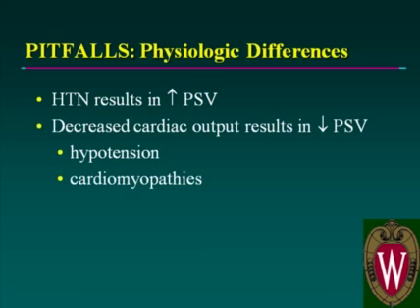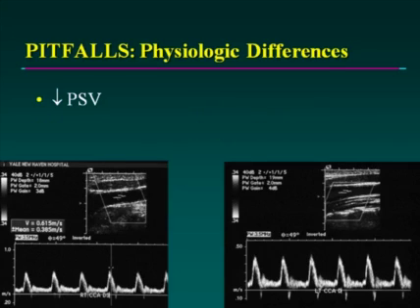Hypertension tends to result in higher peak systolic velocities. And again, if there are cardiomyopathies such that there is decreased cardiac output, in general that results in a decline in measured peak systolic velocities. This sort of decreased cardiac output is seen with cardiomyopathies and hypotension. Here's an example of this.